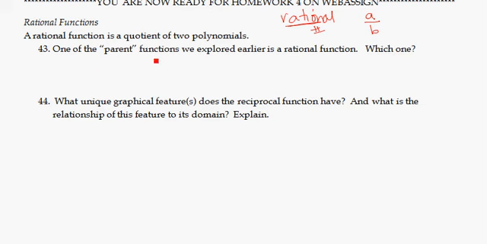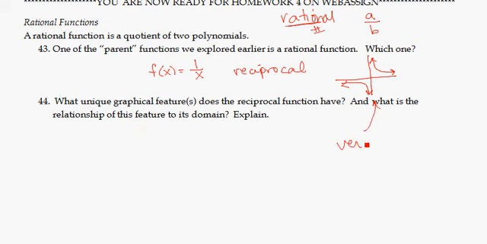Now, one of the parent functions we've already explored is a rational function. Hopefully you can think of this on your own, but that's the reciprocal function. Why is that called rational? Well, we've got the constant function 1, which is a polynomial, divided by the linear function x. So this is a quotient of two polynomials. Our reciprocal function, remember, looks like this. Again, this is just a quick sketch. And what unique graphical features does it have?